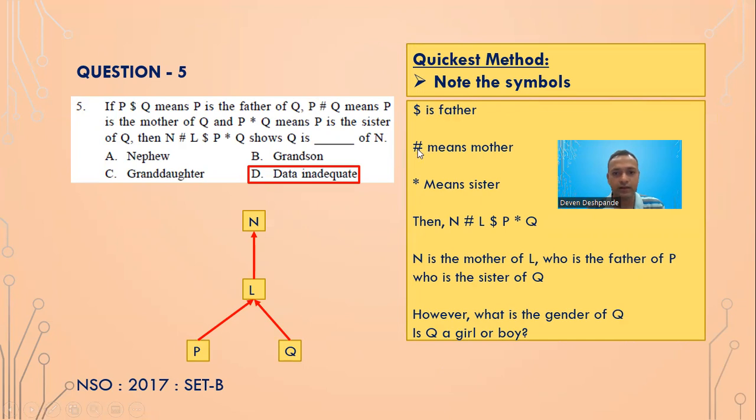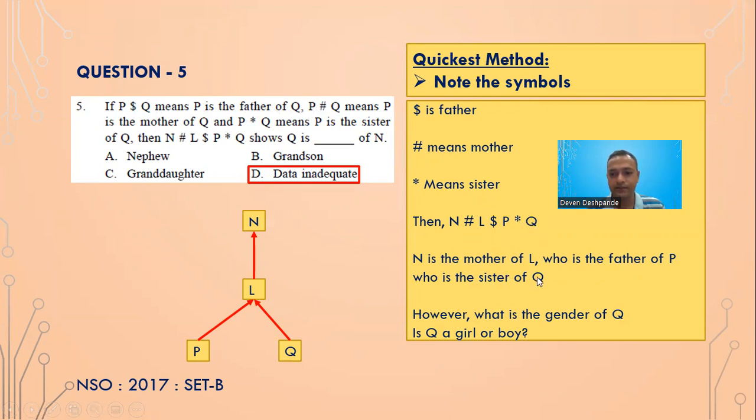So dollar is father and hash is mother, isn't it? Dollar means father, hash means mother, and star means sister. So N hash L dollar P star Q. N is the mother of L because hash is mother. Who is the father of P? Because dollar is father. Who is the sister of Q? Because star is sister.